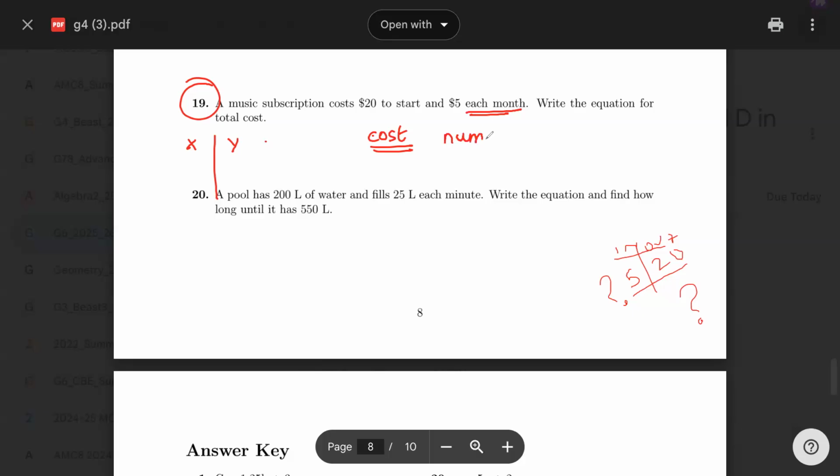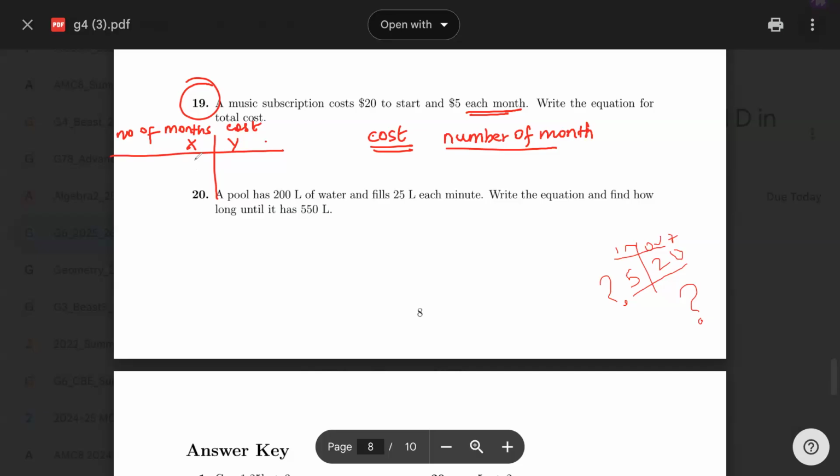Now, which is the input? Which is the output? The cost is the output, and the number of months is the input. Okay. Now, with all this said and done, how do I write my table?